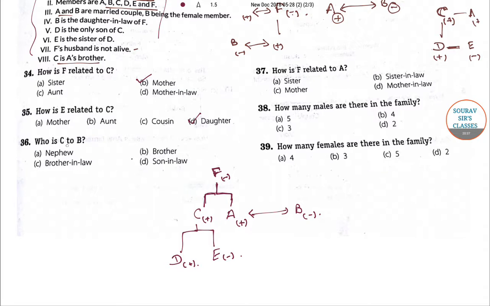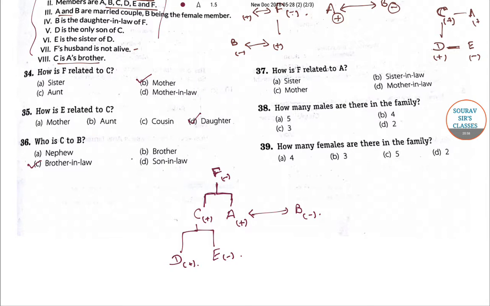Now, who is C to B? Next question is, who is C to B? Now, C is B's husband's brother. That is, brother-in-law. So the correct answer is option number C, brother-in-law. C is brother-in-law of B.